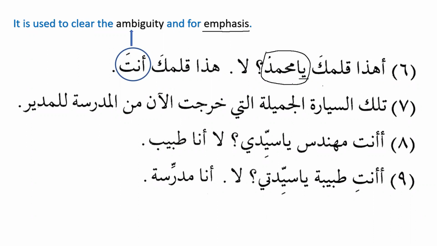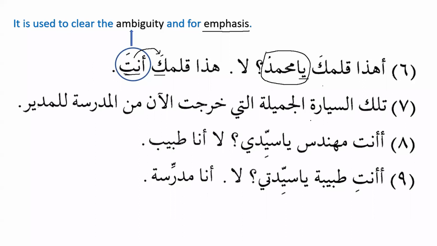But if it's not clear, then the second way is to use the pronoun which matches the pronoun that has been used before. So this is the detached pronoun and this is the attached pronoun. The detached pronoun must be equal to the attached pronoun. For example, if you say qalamuka, you say anta. If you say qalamuki, you say anti. So we need to be careful about this as well.